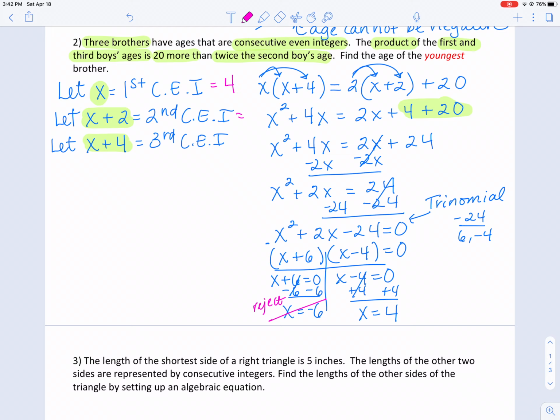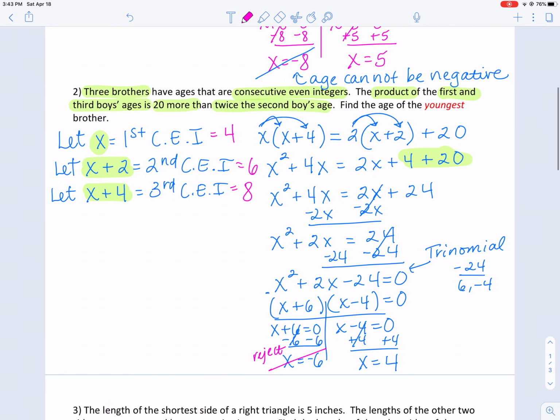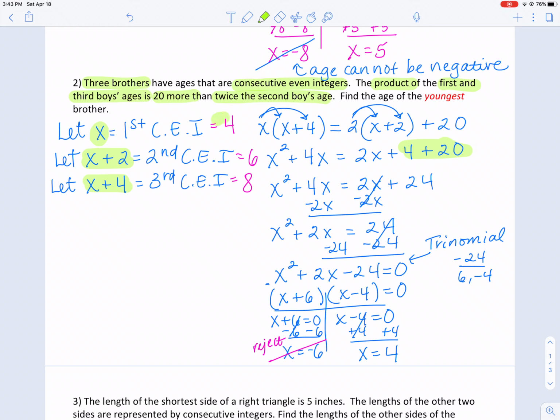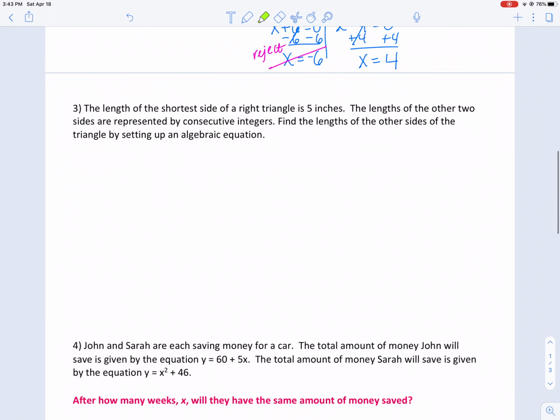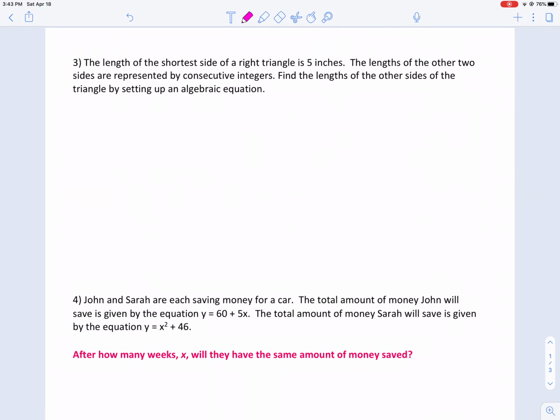He's a 4-year-old. What's the next brother's age? 6, add 2. And the next brother's age, if I took the original x, 4, and added 4, is 8. Now, they ask you to find the youngest brother. Here's your youngest brother. The 4-year-old is the youngest brother. Okay? All right, soak that all up. Let's take a look at this next one.